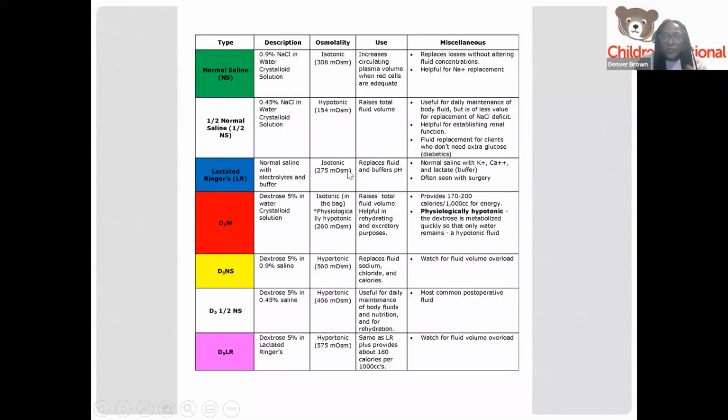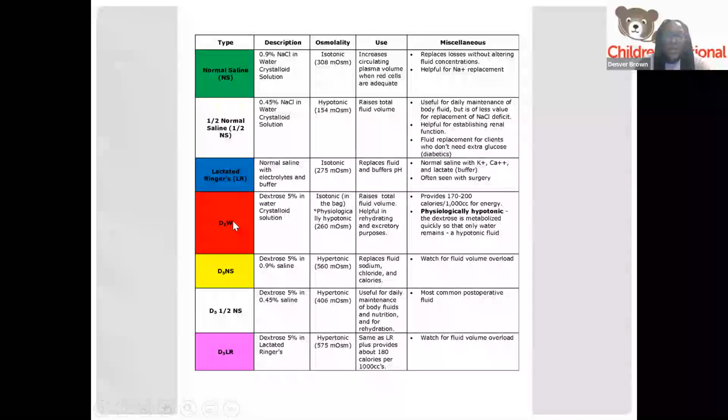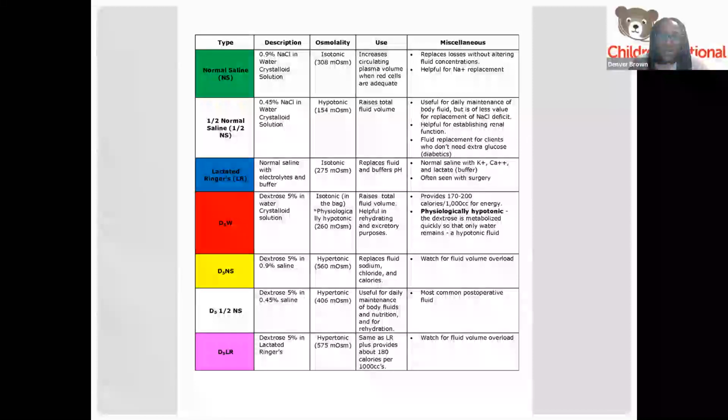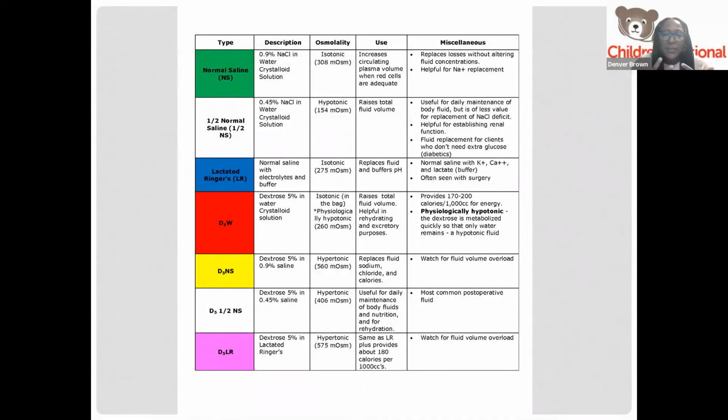but it is an isotonic fluid. One of the things that's interesting to note is D5 water. While we think about that as a very hypotonic fluid, it's actually isotonic, but because dextrose is rapidly metabolized, it's thought to be physiologically hypotonic, but in and of itself, it's an isotonic fluid.